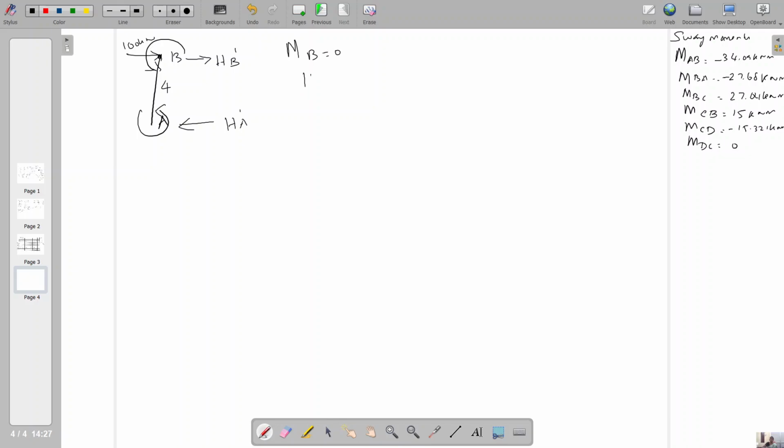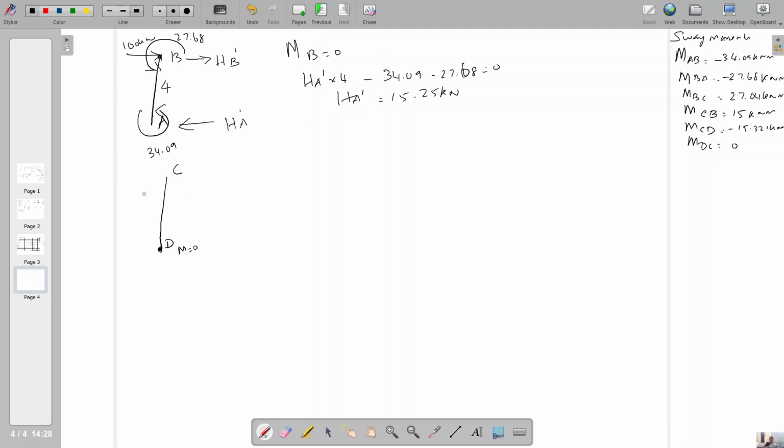Taking moment about B equal to 0. So HA dash into 4, the value here is 34.09 and 27.68, minus HA dash into 4 minus 34.09 minus 27.68 equal to 0, where HA dash equal to 15.25 kilonewton.